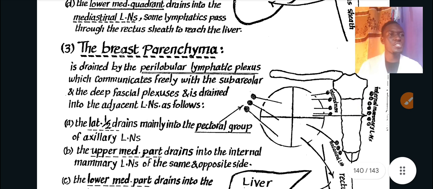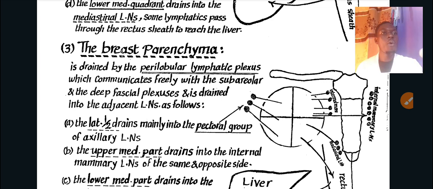Now, why should we strain? The question would be, do I need to remember all this? My answer would be most probably yes, because this is the key for the determination of the metastasis of cancers. Now, you realize that cancers move or metastasize through the lymph.